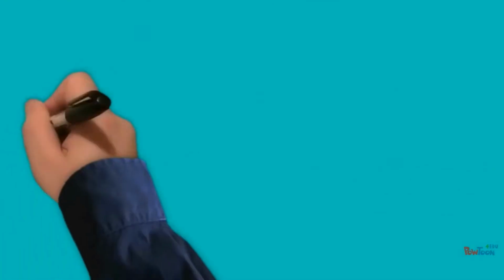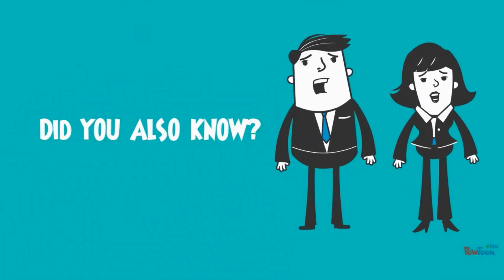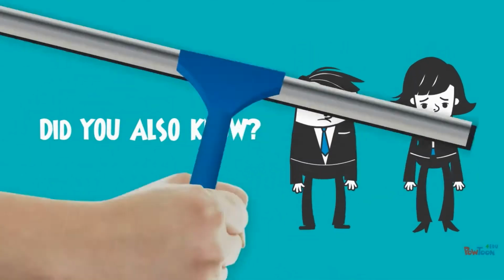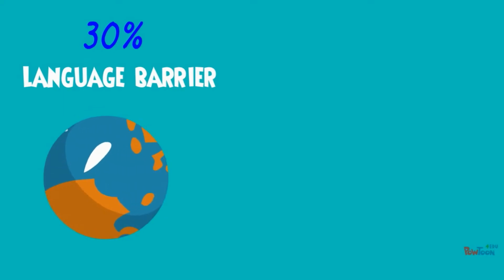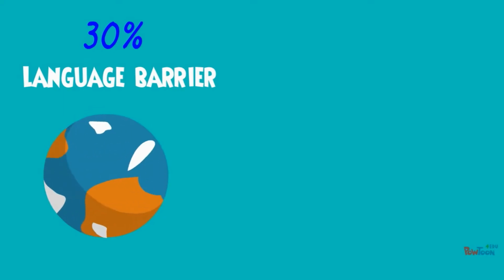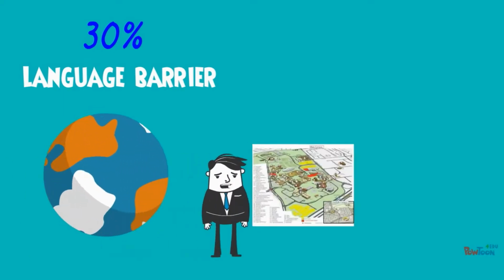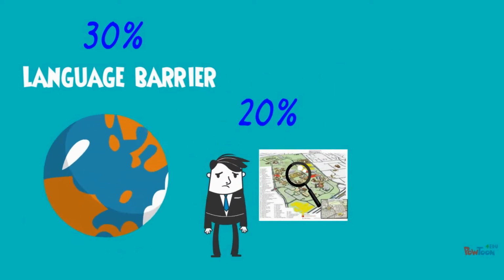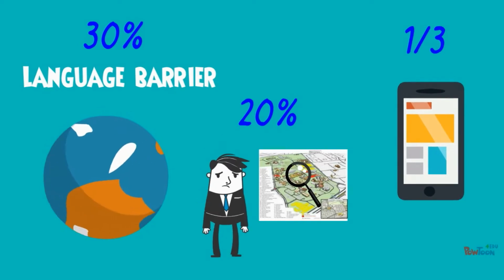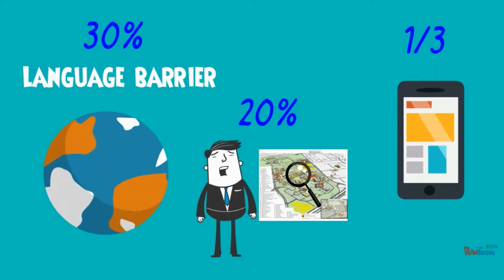Did you also know that the satisfaction levels of museums do not seem to keep pace with this trend? 30% of international visitors will encounter language barriers in understanding the art displays and pieces in these museums. 20% of visitors had expressed difficulty in finding the location of smaller and lesser known museums. Only 1/3 of museums have a mobile application.